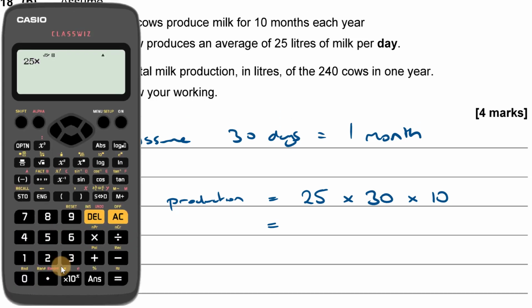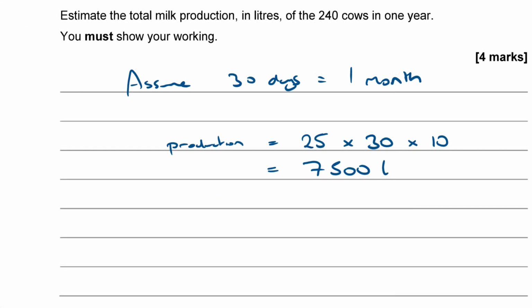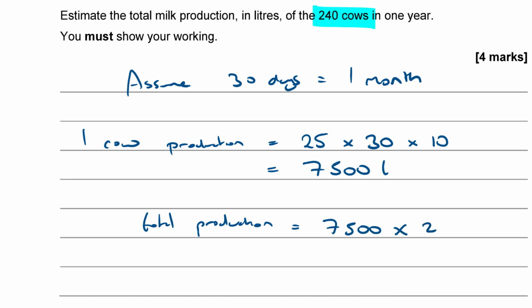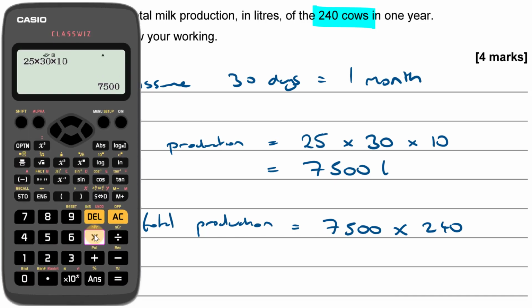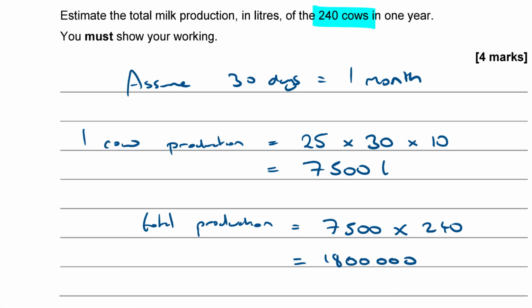Okay, so 25 times 30 times 10 comes out to be 7,500 litres. So we know that one cow can produce 7,500 litres, but on this farm there are 240 cows, so the total production, so that was one cow production, isn't it? And this is total production, 7,500 times the 240 cows, which is 18 and then 5 zeros. 1,800,000 litres. That's a lot of milk.